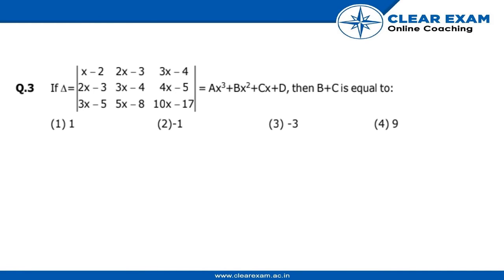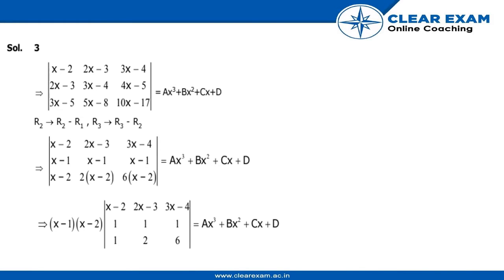The determinant can be seen in the question, which is equal to ax cubed plus bx squared plus cx plus d. We need to find out the value of b plus c. We can see the equation here. From here we can deduce that R2 implies R2 minus R1 and R3 implies R3 minus R2.